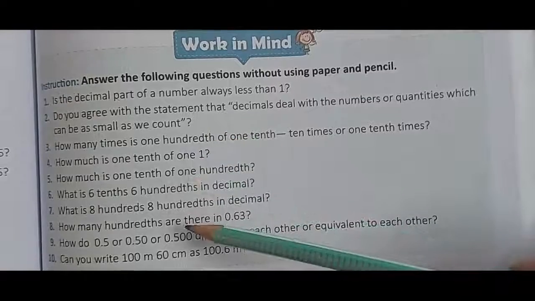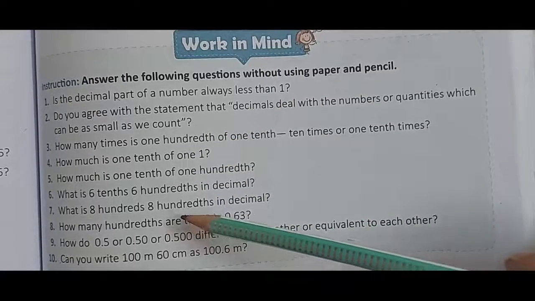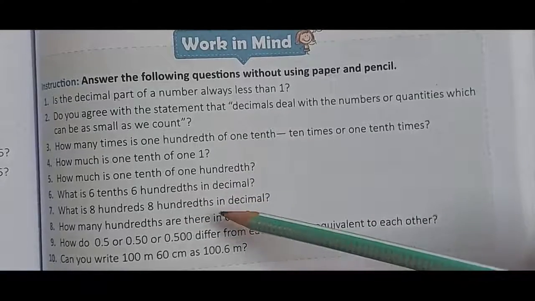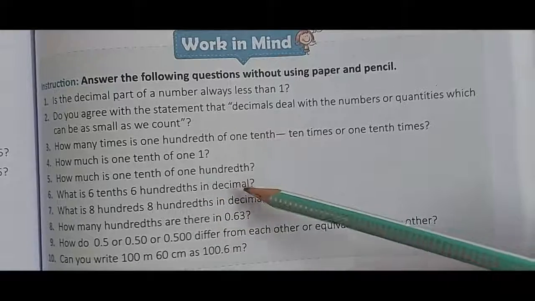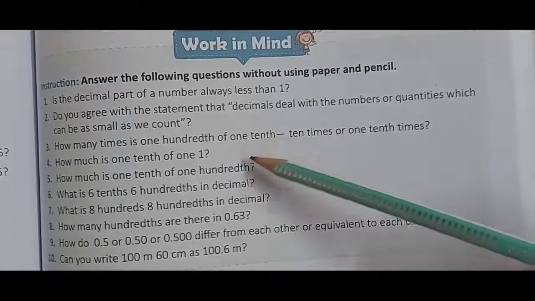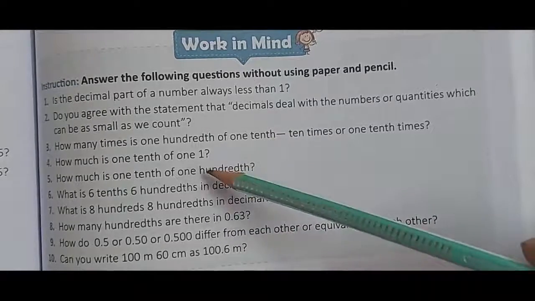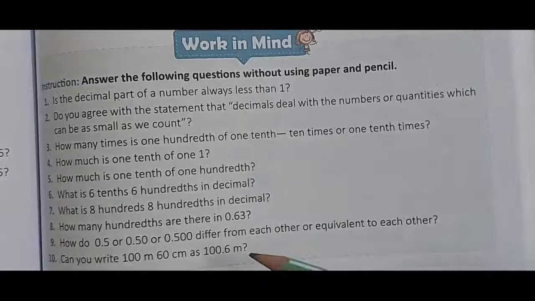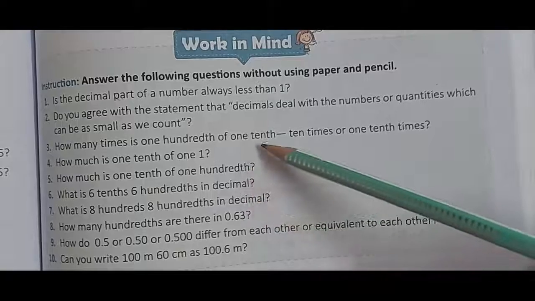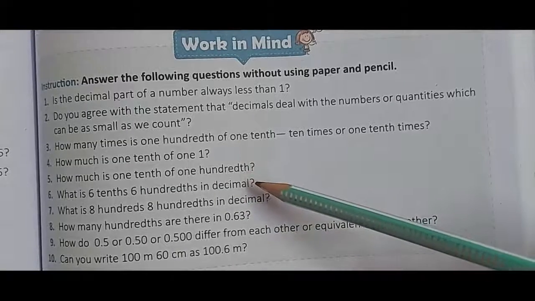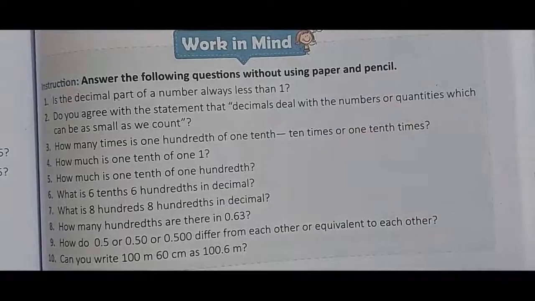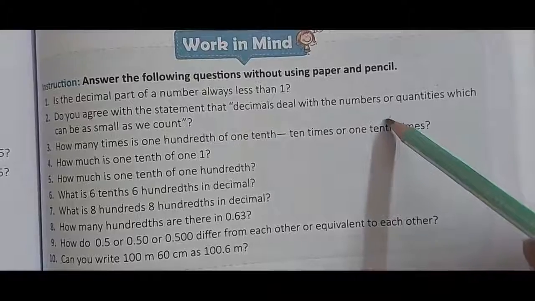Next question is, how many times is 1/100th of 1/10? Means what we have to multiply with 1/10 so that we will get 1/100th. We know that if we multiply another 1/10 with this 1/10, then we are going to get 1/100th. So the answer is 1/10 times.